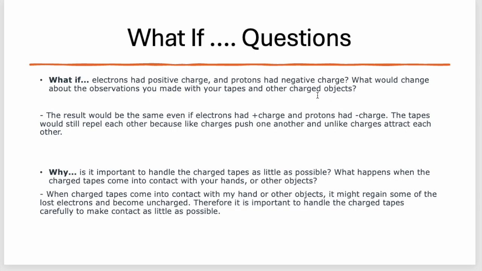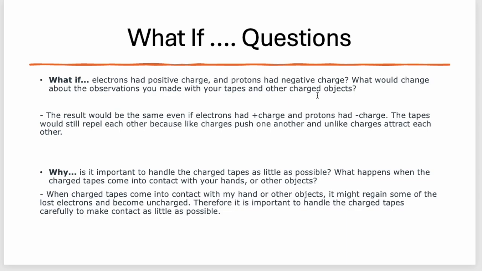What if electrons had positive charge and protons had negative charge? What would change about the observations you made with your tapes and other charged tapes? I think the results would be the same. The tapes would still repel each other because like charges push one another and unlike charges attract each other.